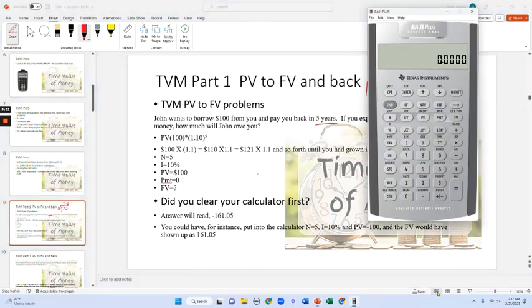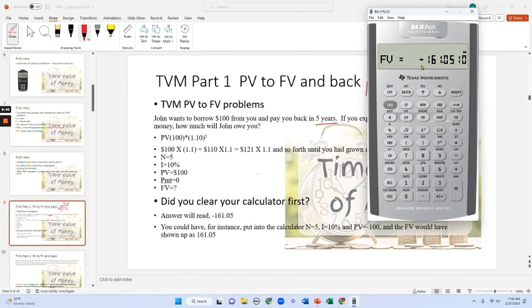I'm going to clear it out first. And 5 is the N, and then you have 10% is the I, and you have $100 where you're starting with, and when you compute the future value, you get 161.05, which is what we found down here. You'll notice that the negative sign is in there.